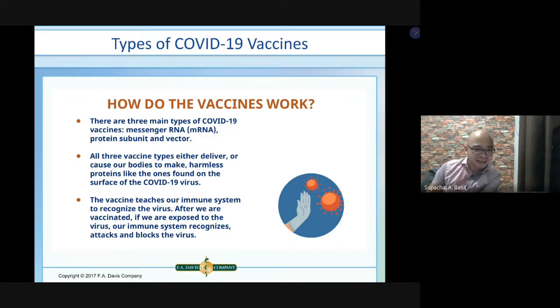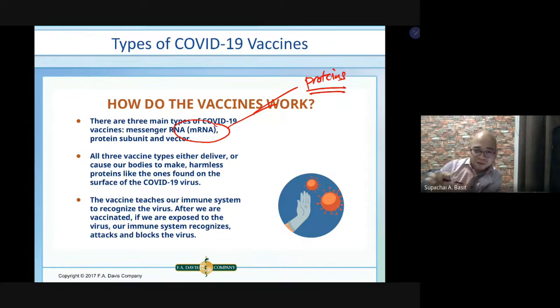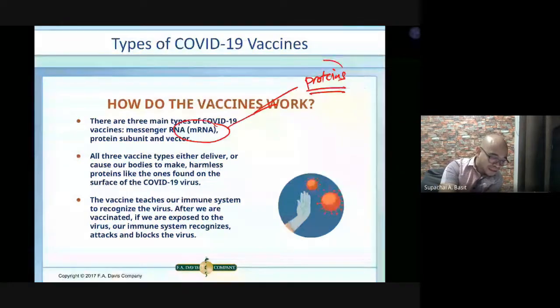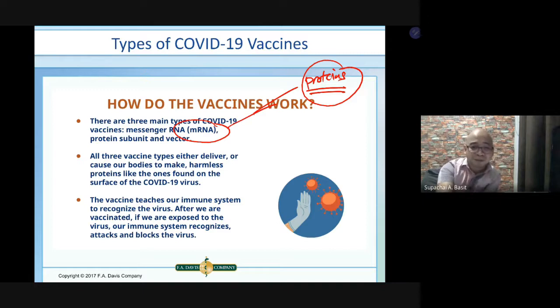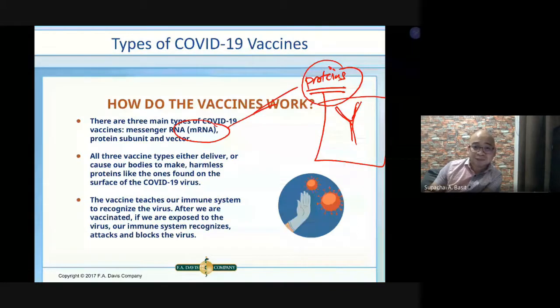All of these 3 vaccine types either deliver or cause our bodies to make harmless proteins like one found on the surface of the COVID-19 virus. So for example, if you are given mRNA, this will allow you to produce proteins. Your body will be producing proteins found on the surface of the virus. And since you have the proteins, your body will produce antibodies against those particular proteins. So if you already have the antibodies, when the real virus enters, you are ready because your immune system has been trained. So that's the purpose of giving mRNA, so that your body itself will produce viral proteins, and then these viral proteins will be detected by your immune system, and your immune system will produce antibodies against those viral proteins. That's how specific it is.